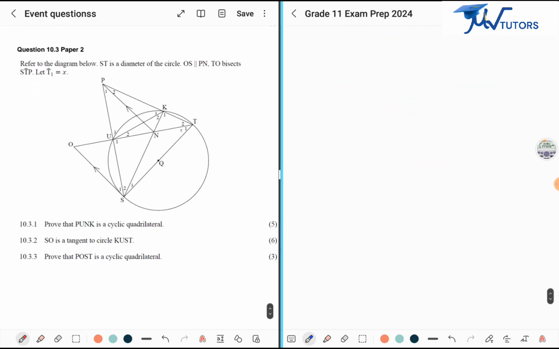Now we get to a portion that slightly looks a bit challenging, but nothing to be scared of. Please do not let Euclidean geometry intimidate you like that. So it says, refer to the diagram below.